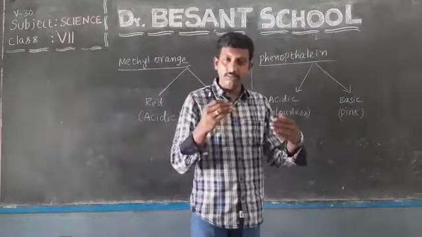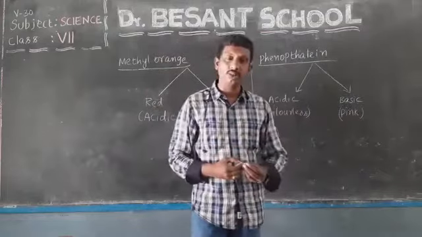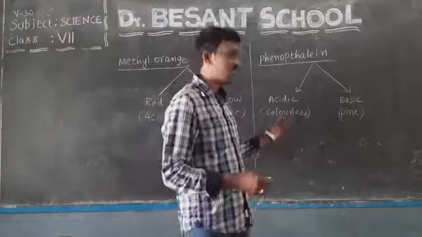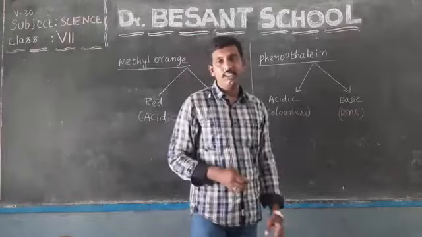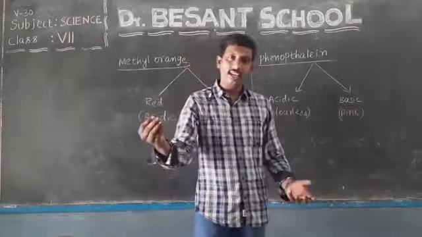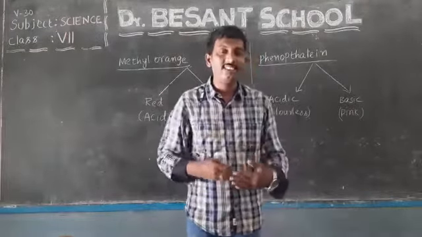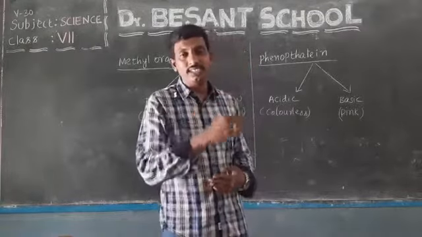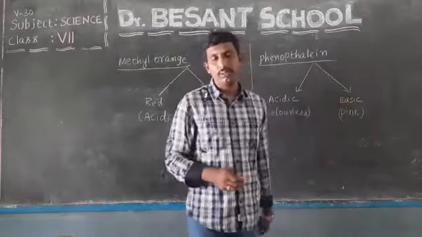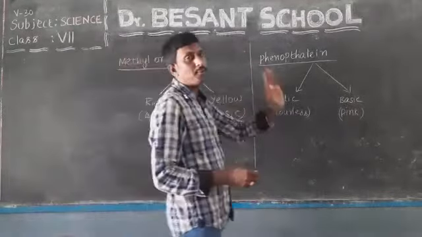So when a substance is given and we add a few drops of phenolphthalein indicator solution to it, and it remains colorless, it indicates the substance is an acid. And when a substance is taken and a few more drops of phenolphthalein are added and the color changes to pink, it indicates the presence of, yes, a base. So this is all about methyl orange and phenolphthalein.